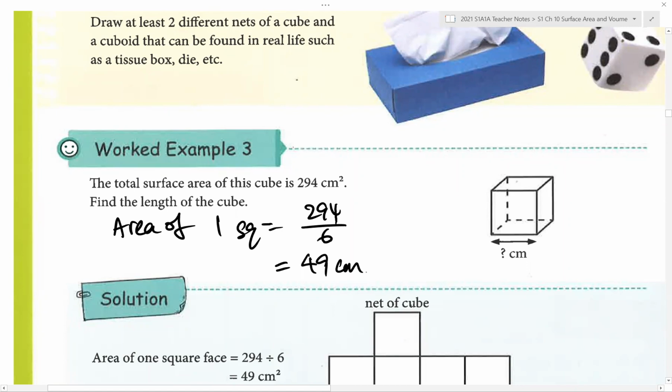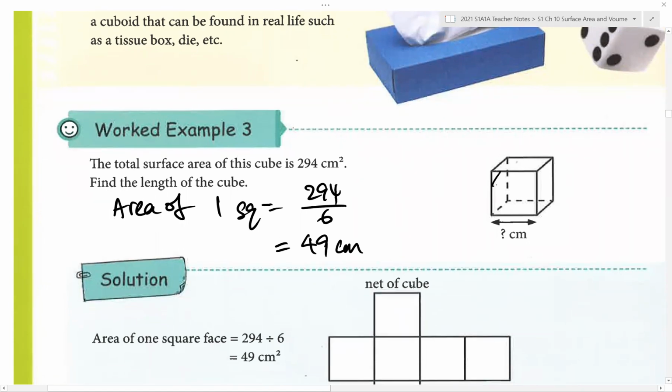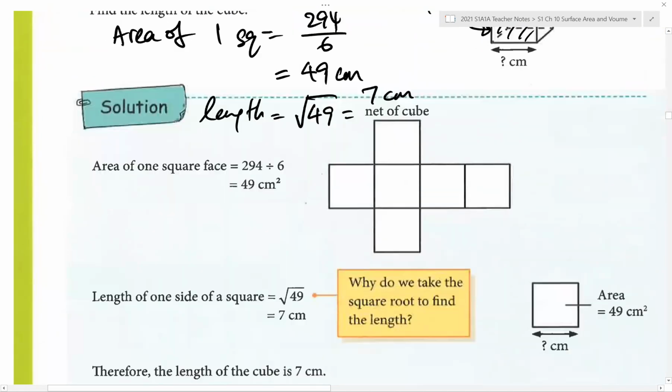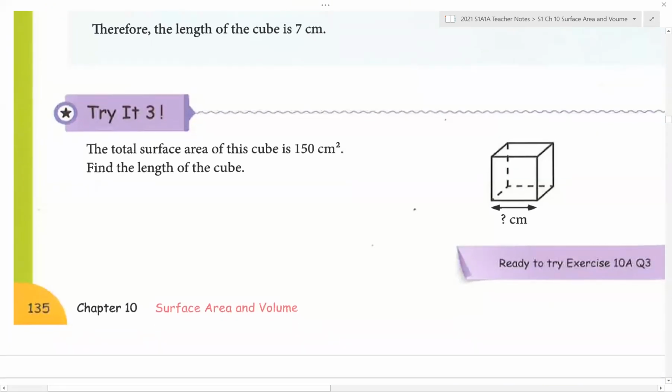What about the length of one side? The area for one square is 49. Is it 49 divided by 4? Square root or divide? Which one? Square root 49 or 49 divided by 4? No, length will be square root 49. We get 7 cm. Okay, so now your turn to try. Try it 3.